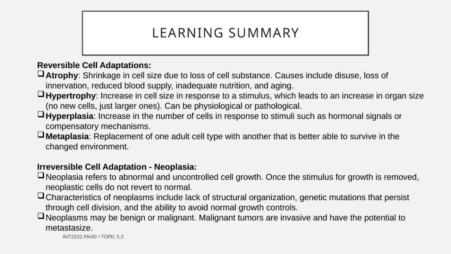Let's recap what we have learned today. Reversible cell adaptations include atrophy, where cells shrink due to factors like disuse or aging, and hypertrophy, where cells enlarge without increasing in number. Hyperplasia involves an increase in cell numbers, while metaplasia is the replacement of one cell type with another. In contrast, neoplasia is irreversible, characterized by uncontrolled growth, potentially leading to benign or malignant tumors.